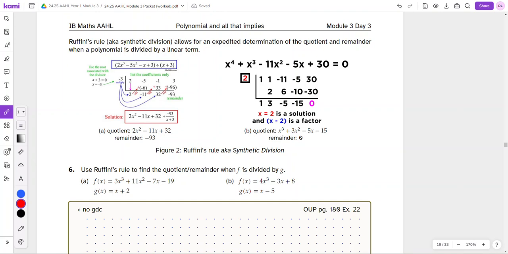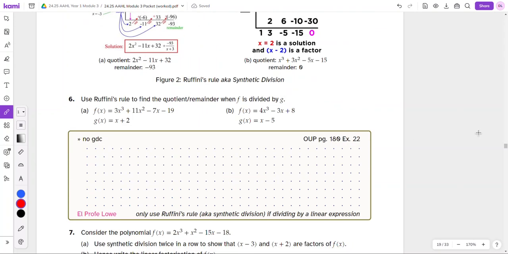Let's look in this video at how to use Ruffini's rule, otherwise known as synthetic division. What Ruffini's rule, synthetic division, allows us to do is to have an expedited way of determining the quotient and the remainder when a polynomial is divided by a linear term. This is important: our synthetic division only works if I'm dividing by a linear term. So let us go ahead and go through the mathematics.